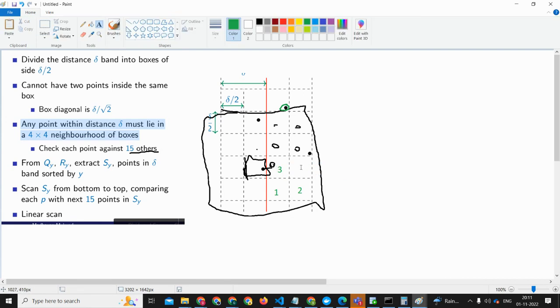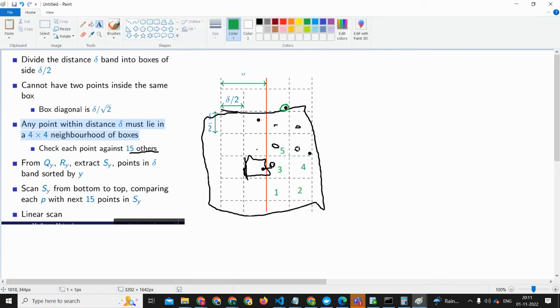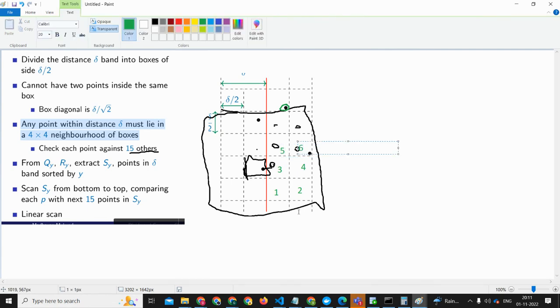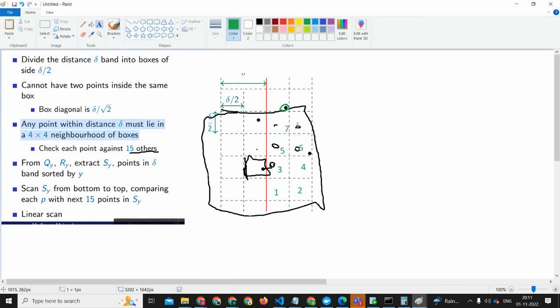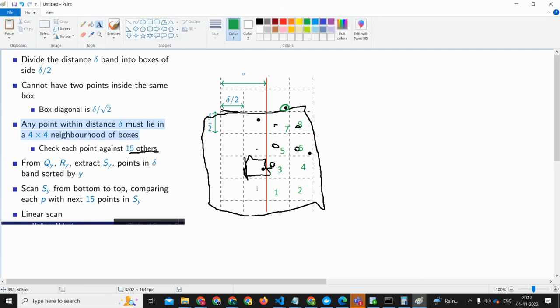No, from left, right? Actually no, not on the left. Okay. You should cross it. 6. This is going to be 7. This is 8.